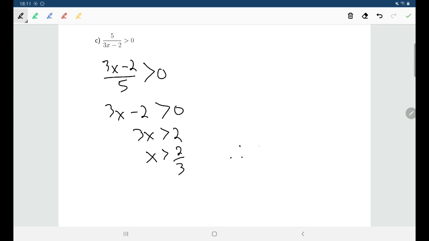So my solution is all the values that are larger than 2/3. Everything from 2/3 to the far right, not including the 2/3. So round bracket around the 2/3.